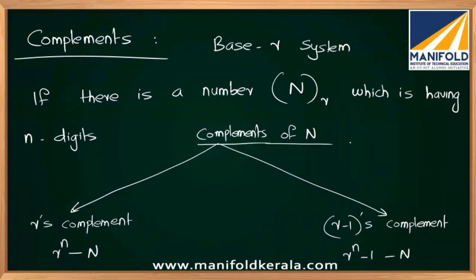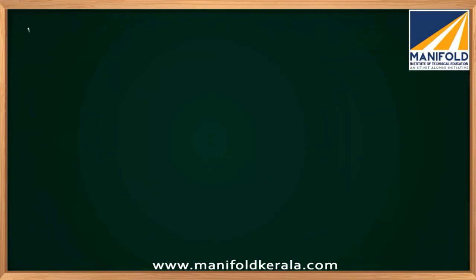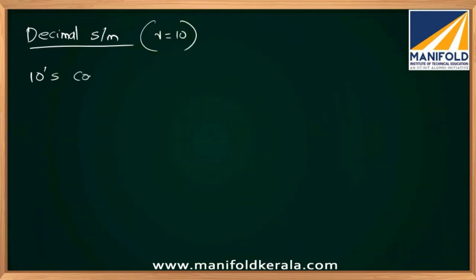In base R system, there are two complements, R's complement and R minus 1's complement, depending on which number system you are talking about. So if you look at the decimal number system, the base R is equal to 10. So there is 10's complement and there is 9's complement.